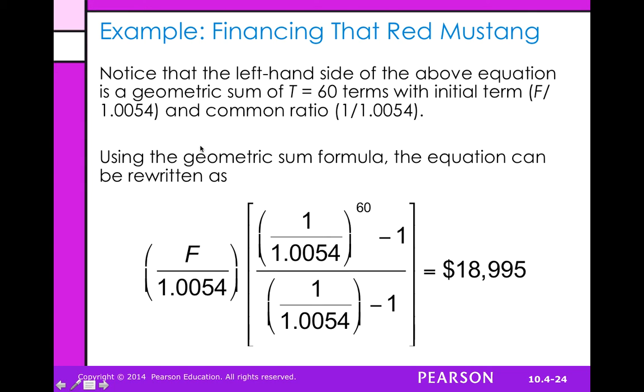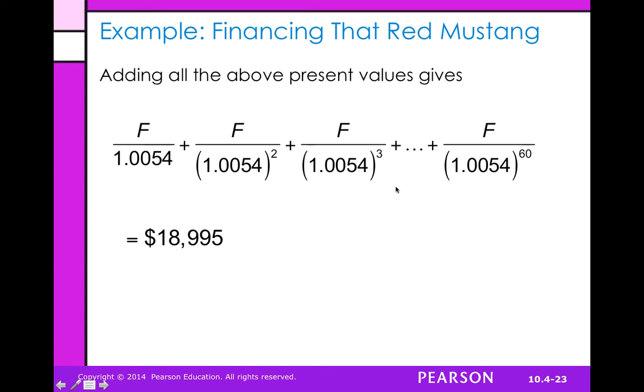Now, this might not mean anything to you here. If it doesn't, that's okay. But if this does mean something to you, it helps see where things come from here. The left-hand side of the equation is a geometric sum. That's what this is here. So f divided by number plus f divided by the number squared, f divided by the number cubed, etc.